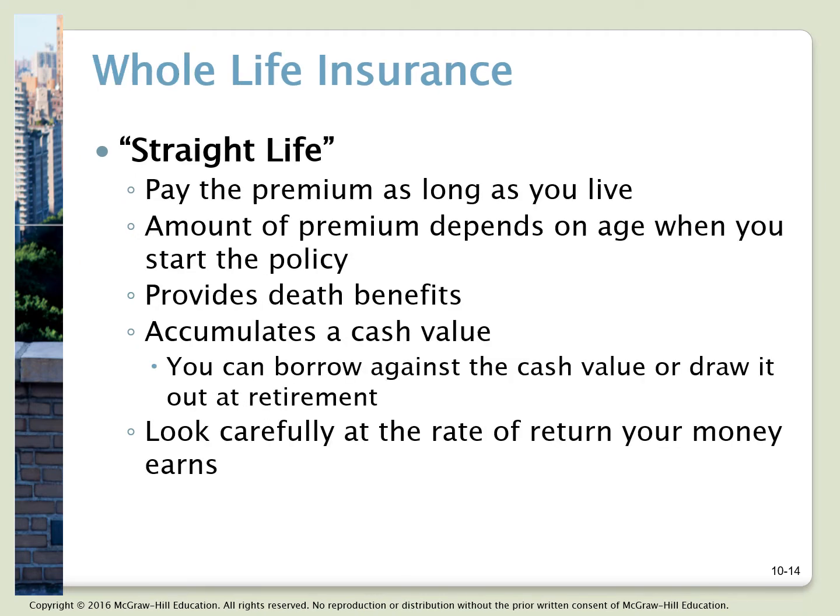Again, all different types. Straight life: pay the premium as long as you live. Amount of premium depends on your age when you start the policy. It provides a death benefit and accumulates cash value. You can borrow against cash value or draw it out at retirement. Look carefully at the rate of return your money earns.